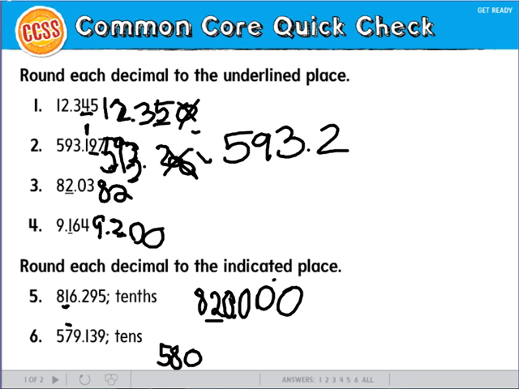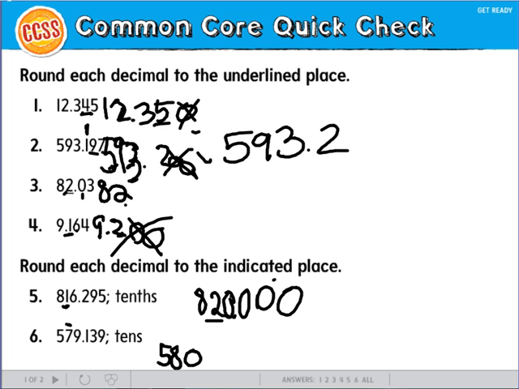Next one, we're going to round to the ones place. 82 and 300ths. Rounding to the ones place, which is the 2. Next to that's a 0, so it's going to stay at 2. Right there, 82. Okay? And number 4, we're rounding to the tenths place. So 9 and 164 thousandths. Rounding to the tenths place, there's a 6 next to it. We're rounding the 1 to a 2. We don't need the zeros. 9 and 2/10 is the answer.